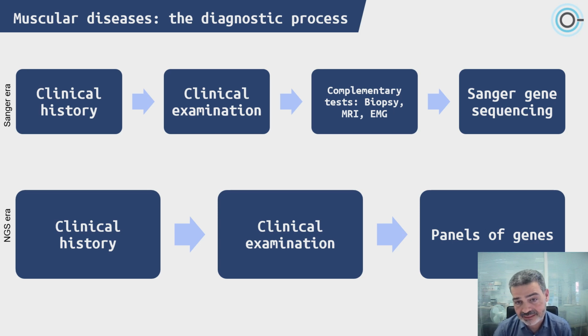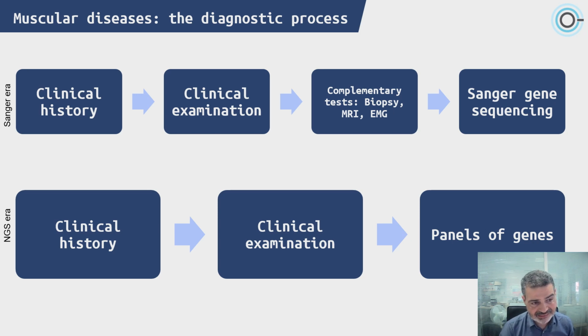If we didn't identify a mutation, the diagnosis was still open, and we needed to repeat some tests or go back to the first steps, going back to the clinical history and examination. This means that the whole process could be very long, and in some cases we needed a lot of time to reach a diagnosis, and in many cases we didn't reach a diagnosis of the patients.